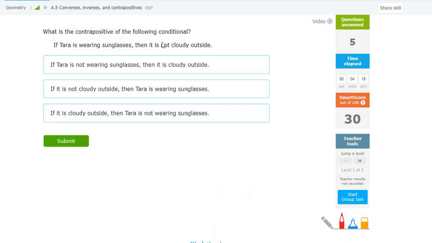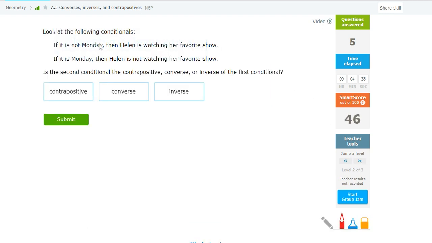There you go. And this is another contrapositive. I guess we've already gone over converse, inverse, and contrapositive, and we should already know what the conditional is. Okay, so here's level 2. It's this. Look at the following conditionals.